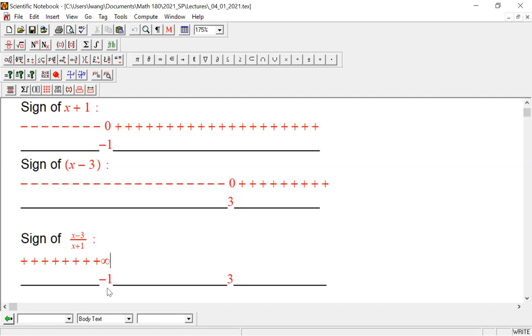Okay, between -1 and 3. You have a negative divided by positive. When you pick a number from here and plug it into this quotient, you're dealing with a negative divided by positive. So that's going to be negative. At 3, what happened at 3? You have a 0 divided by a non-zero number, and that is a 0. And larger than 3, you get positive.